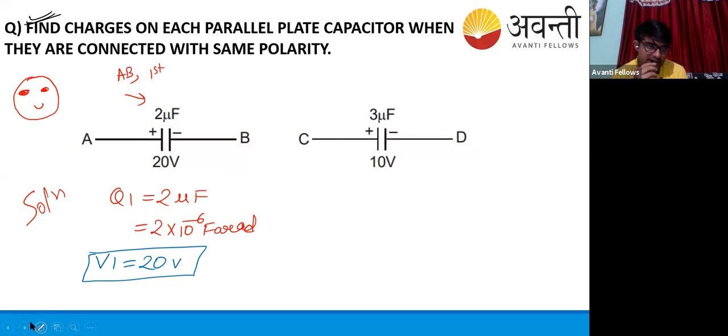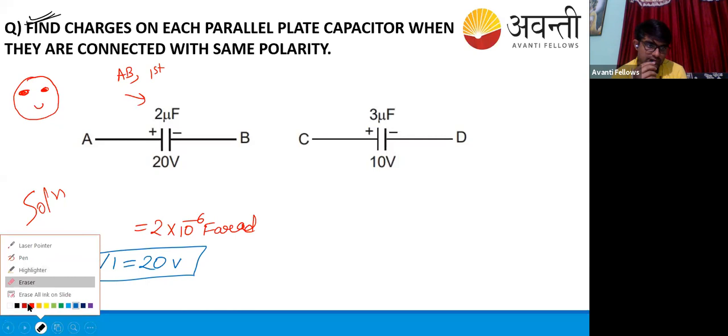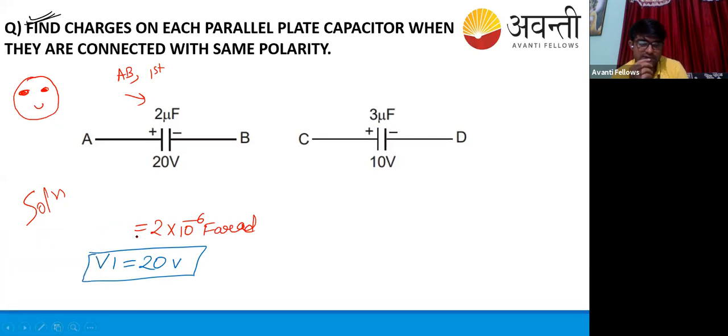2 microfarad is a capacitance, not a charge. Oh, I made a mistake. Farad is the unit of capacitance. Students who were alert may have thought, oh no, sir, what is sir writing? It's not charge, it's capacitance. So capacitance is this.